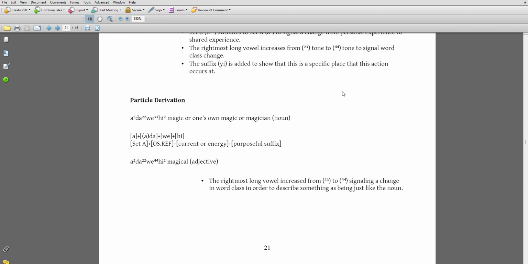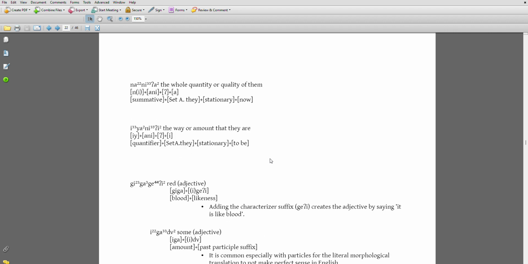So then we can do a tone change and say adawehi, which means magical as an adjective. The rightmost long vowel increased from 3-3 to 4-4, signaling a change in word class in order to describe something as being just like the noun.